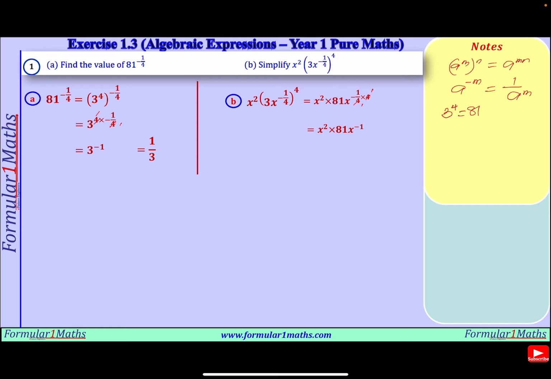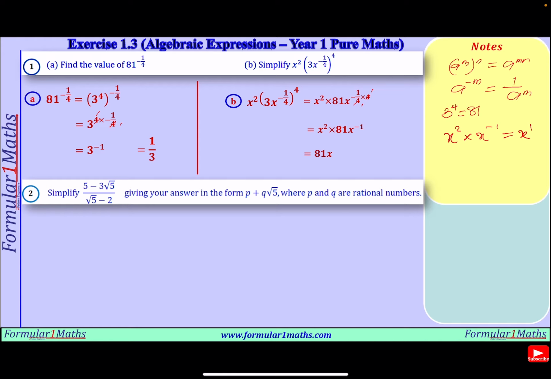So this can be written as x squared times 81 times x raised to the power minus 1. But the x squared times x to the power minus 1 is the same as x to the power 1 because they've got the same base. We can add the powers. So we can write the complete answer as 81x.